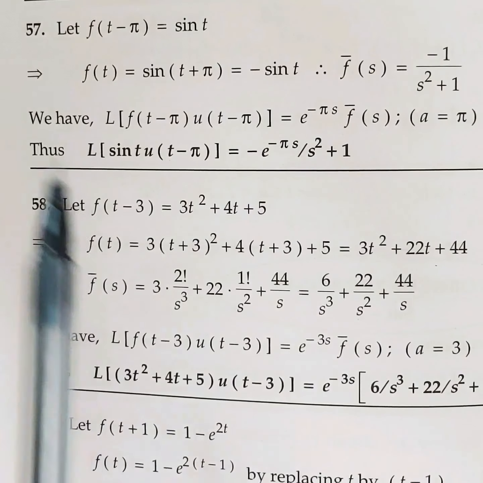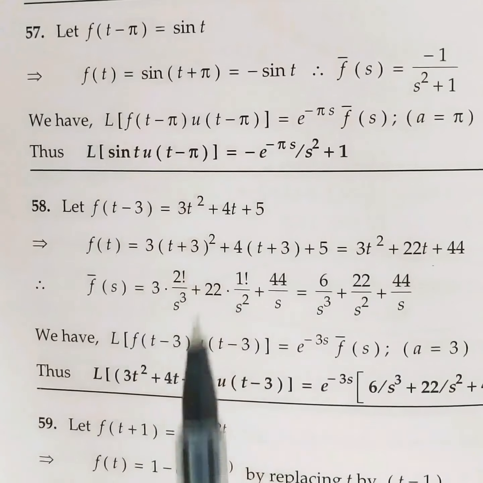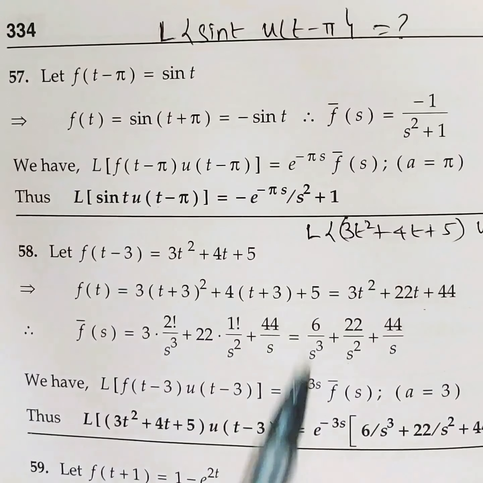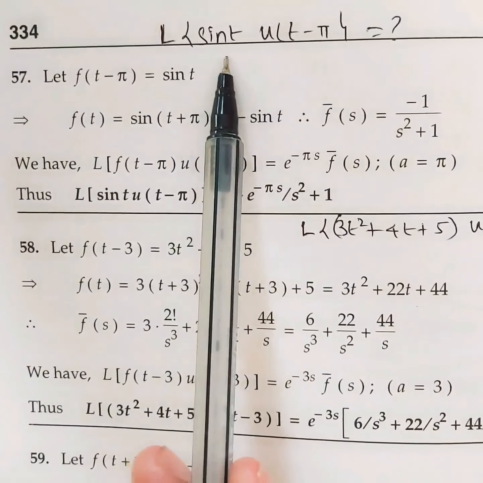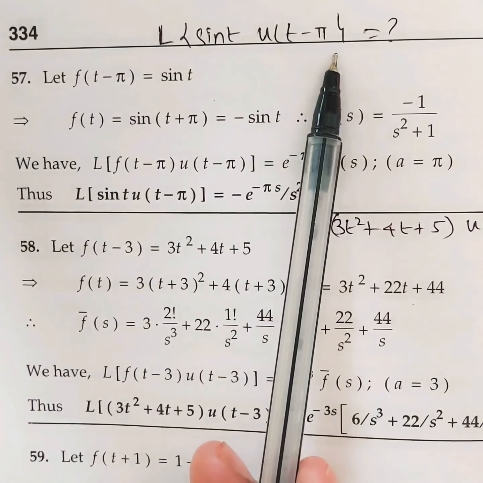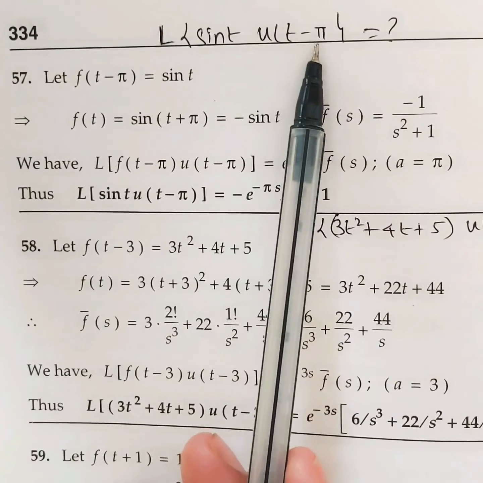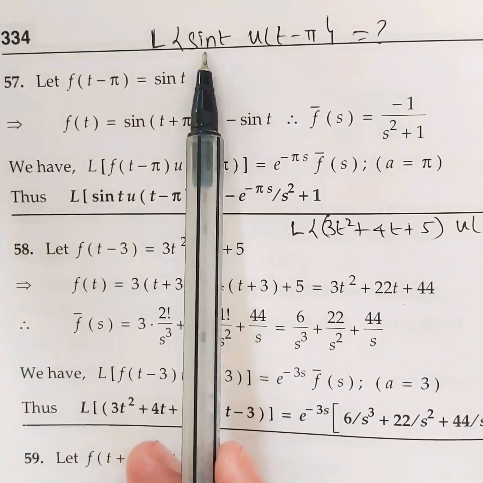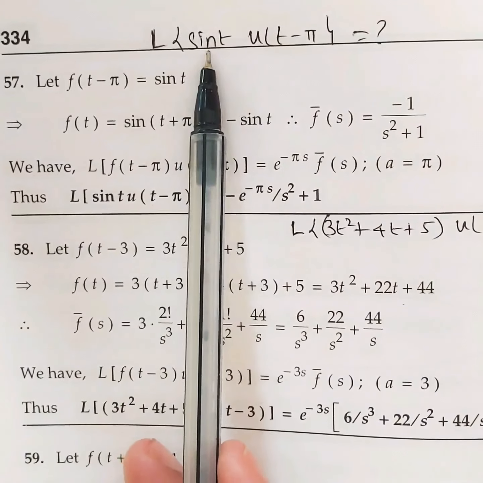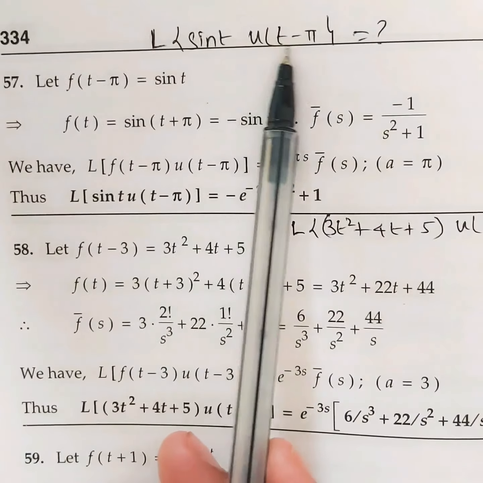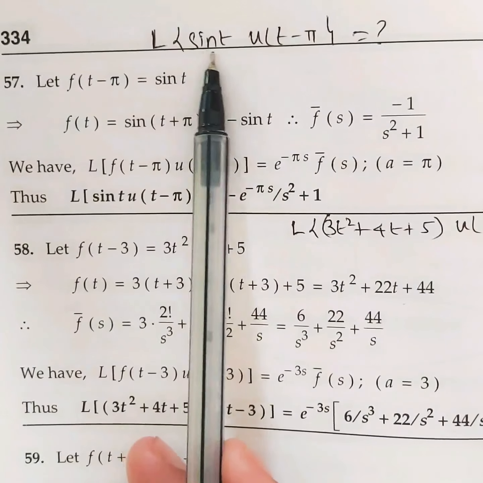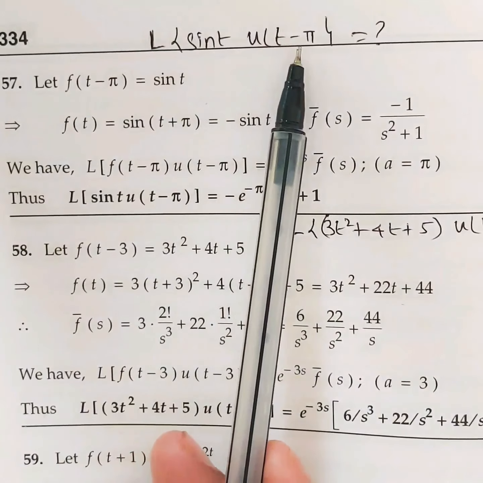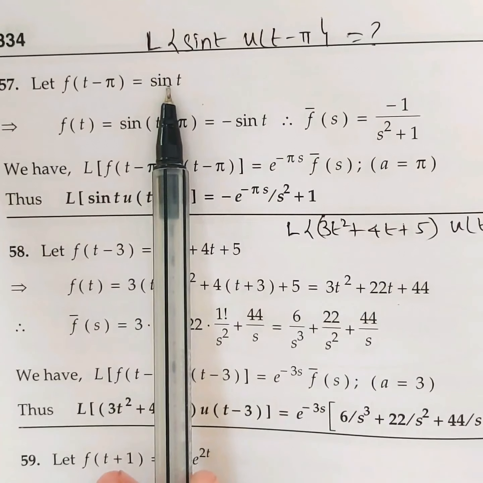Now, see this first problem. F of t minus pi is sin t in this problem, because the question is find Laplace of sin t into u of t minus pi. In the place of a, I have pi, u of t minus a, and what is here? Sin t. The sin t is nothing but f of t minus pi. Whatever it is here, you have to equate it with that. You cannot write f of t as sin t. So, f of t minus pi is sin t.